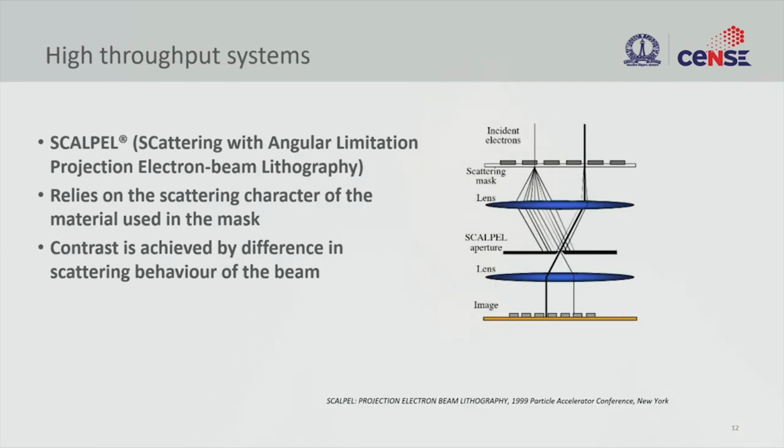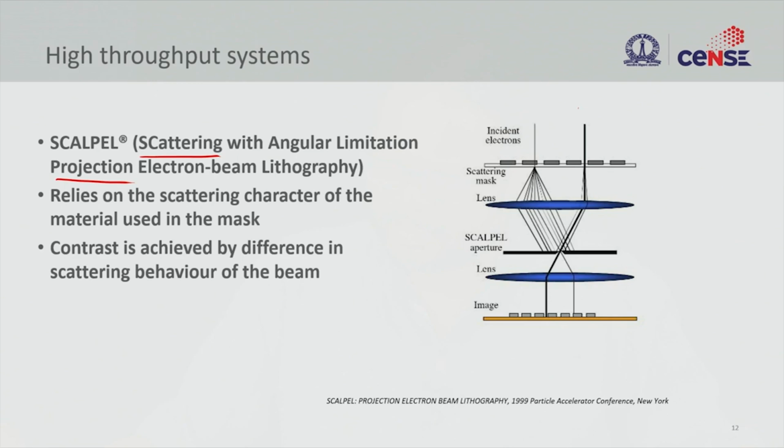And this is something that was demonstrated a while ago, right, to improve throughput again for repetitive patterns, right. This will not work for arbitrary shapes. It will only work for repetitive patterns that use scattering from the repetitive pattern you have, right, which is called scattering with angular limitation projection electron beam lithography. So we are looking at a projection-like system for electron beam lithography that uses scattering.